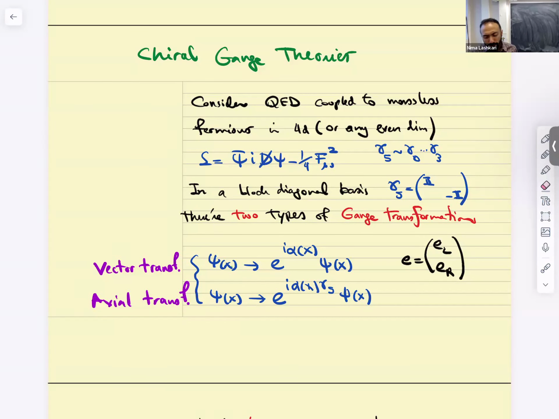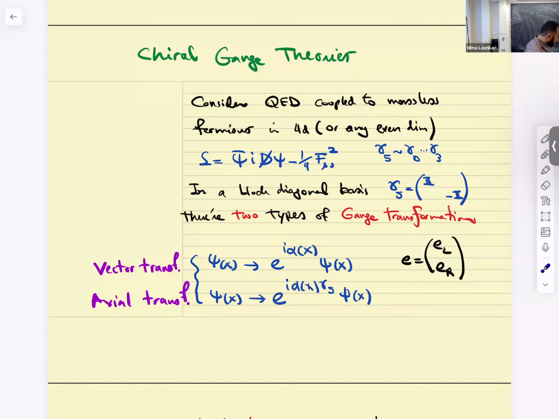All right. Chiral gauge theories. Consider QED coupled to massless fermions in 4 dimensions or any even dimensions. 2, for example, we'll review in a bit. So here's the action. These are massless fermions, and here's the QED part, the gauge field part. We define gamma 5 this way. In a block diagonal basis, this is just identity, minus identity.